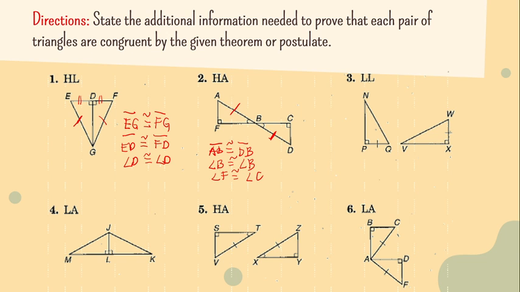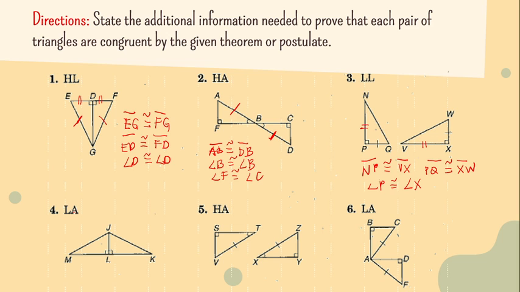For the leg naman, so ito na isang leg natin. So, ito isa. Ayan. So, we have side NP is congruent to side VX. And then, yung angle P natin, congruent sa angle X. And then, side PQ, congruent sa side XW.